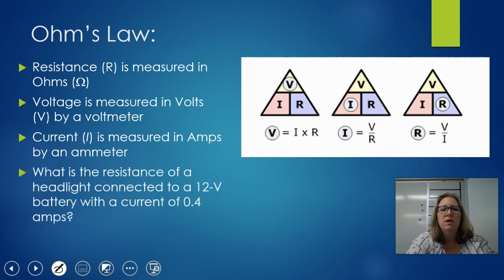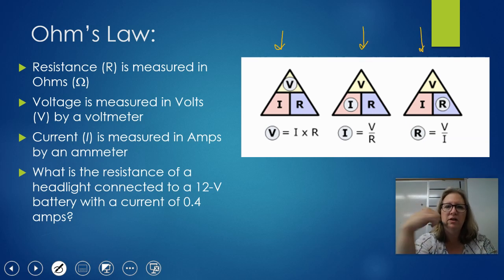We've had formulas like this before. You've got three versions here. It's going to depend on which variable you're looking for. If you're looking for voltage, you're going to multiply the other two, the current and the resistance. If you're looking for current, you're going to divide the volts by the resistance. And finally, if you're looking for resistance, you're going to divide the volts by the current.